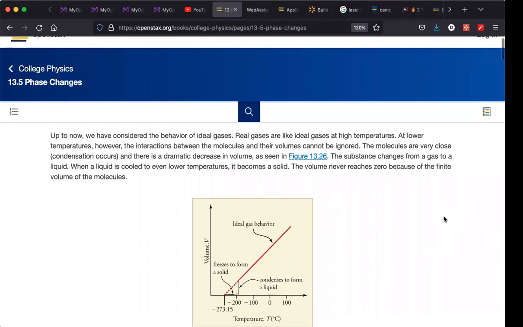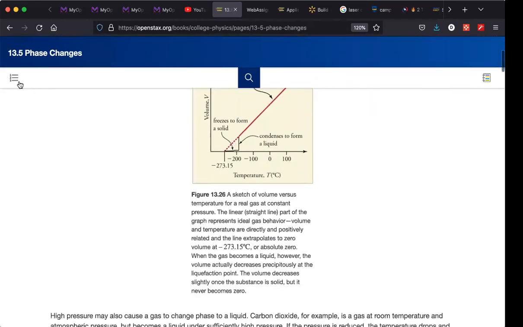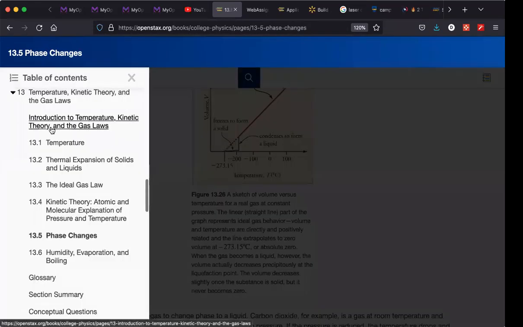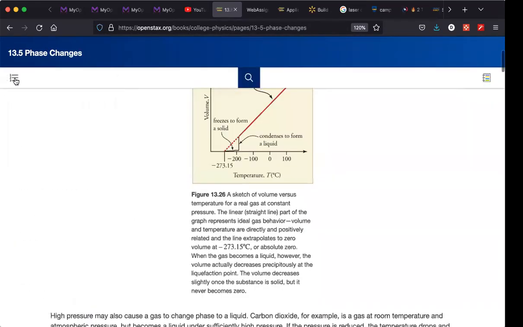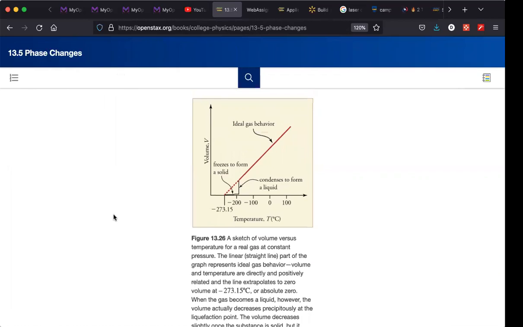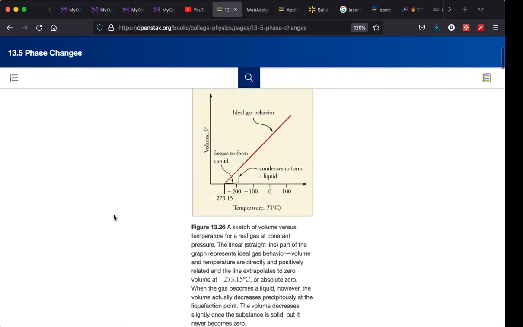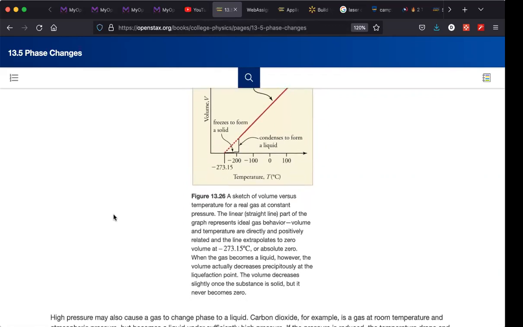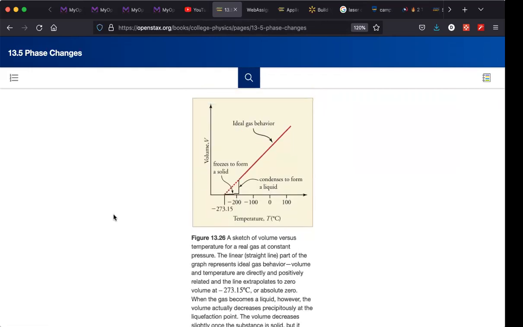Okay, we're almost there. We're on phase changes. I think we have just two sections left. So what are phase changes? Phase changes are the change between liquid and gas and liquid and solid as the temperature changes in a particular material. Ideally, as scientists, we would like to see these things happen very cleanly, but they don't. It turns out that it's not very clean at all.